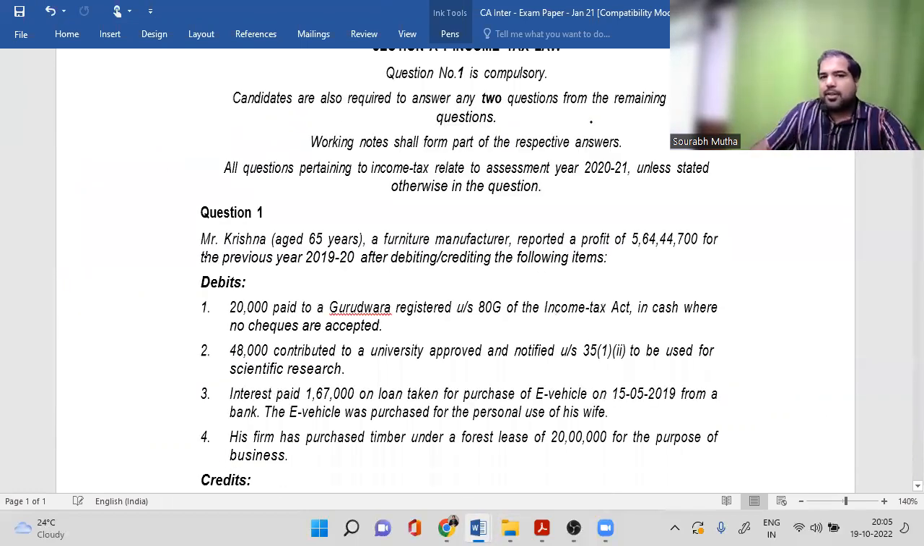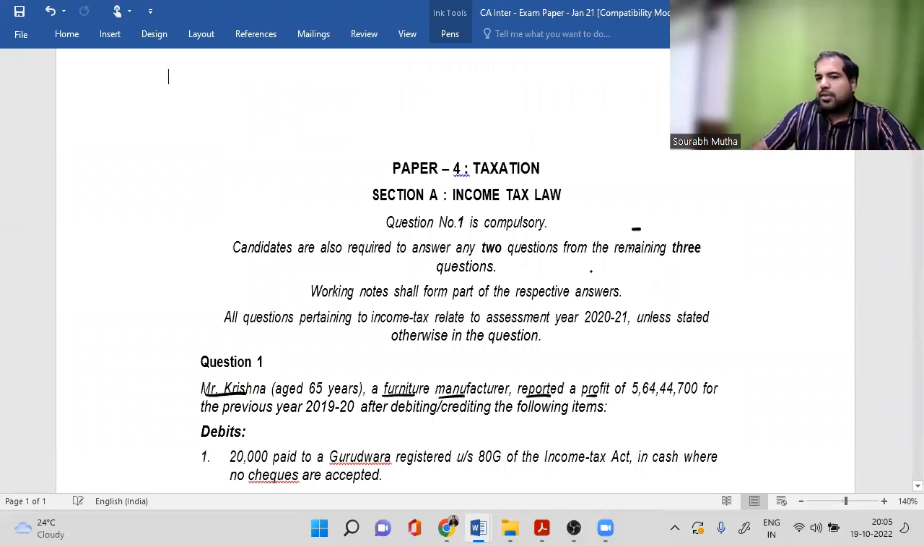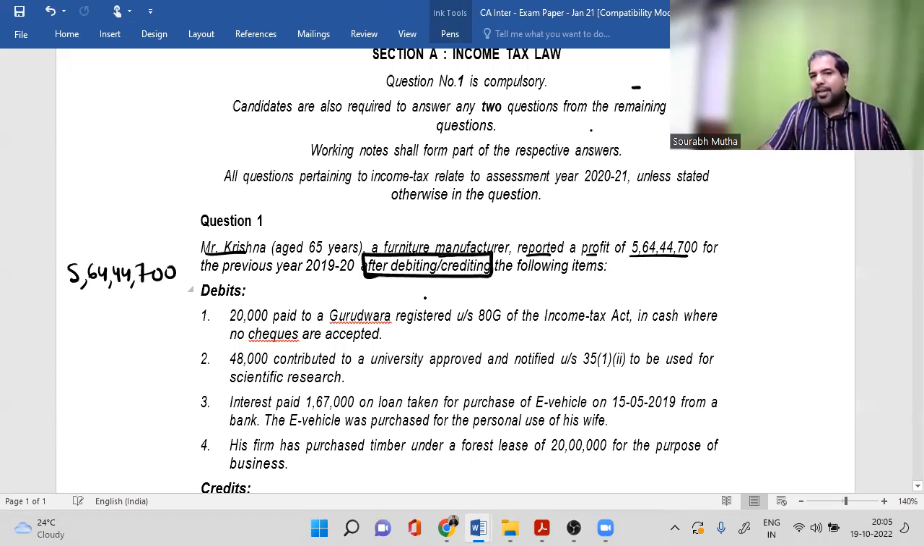Here we go. The first question is compulsory. Mr. Krishna, a furniture manufacturer, reported a profit of how much, guys? 5 crore 64 lakh 44,700. Typically, guys, I say they give you these kind of numbers to confuse you. They didn't give 5 crores, they give you 5 crore 64 lakh 44,700. No problem, guys. After debiting or crediting the following items, that means, have they already considered these items? If it's correct, do not disturb them. If it's wrong, correct them.